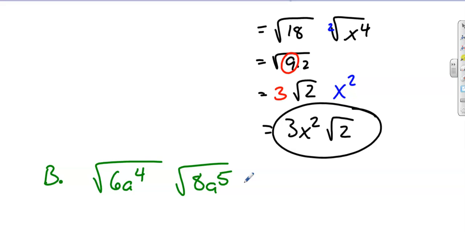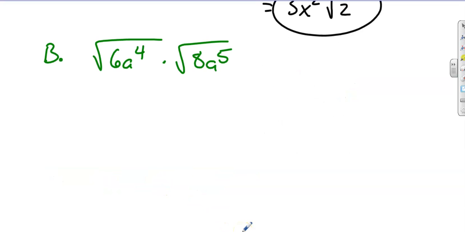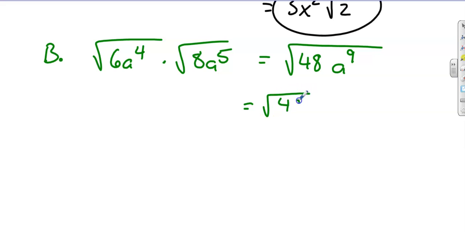Okay, so let's go with the square root of 6a to the 4th times the square root of 8a to the 5th. Okay, 6 times 8 is 48. A to the 4th and a to the 5th will make that a to the 9th. Okay, and again, once you're here, you're going to break it up into 2 parts. We're going to do the square root of 48, and we're going to do the square root of a to the 9th. Square root of 48, start breaking it down.